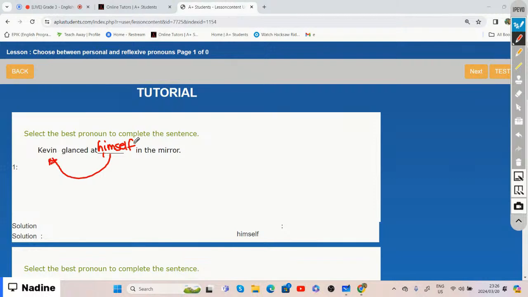Remember, if we use the word himself, the word ends in self, it needs to refer back to the subject, which is Kevin or the boy or the girl or whoever they are basically making mention of. Because Kevin glanced at himself, right? He's not referring to someone else, he's referring to himself. So well done, himself is correct.